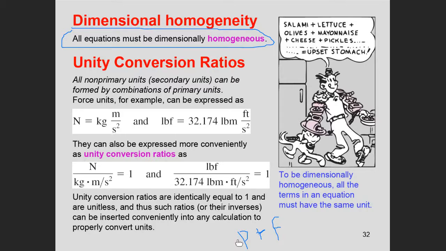If an equation contains more than one term, all these terms must have the same units. Energy, energy, energy; pressure, pressure, pressure; force, force, force. You cannot add energy plus pressure plus force. You cannot do that because that is an inhomogeneous equation.